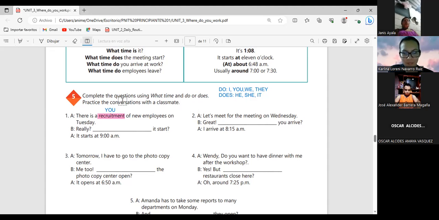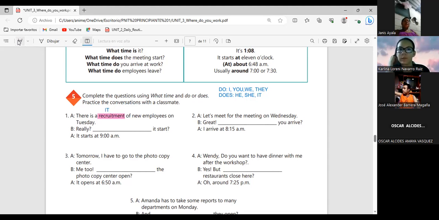¿Cuál es el pronombre? ¿Qué es recruitment? Es reclutamiento. Un nombre, ¿verdad? Reclutamiento es un nombre, no es un verbo, no es un adjetivo. Desde ahí empiezas a identificar qué es eso. Un objeto puede ser, no es una persona. Lo sustituyo por it. There is a recruitment. Vaya, ahí déjenlo, vamos a ver por qué lo subrayamos.